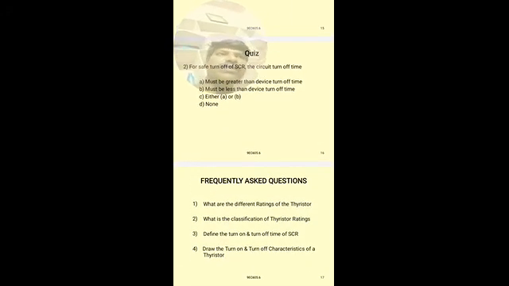The frequently asked questions coming in the examination are: what are the different ratings of the thyristor? What is the classification of thyristor ratings? Define turn on, turn off time of SCR. Draw the turn on, turn off characteristics of the thyristor.